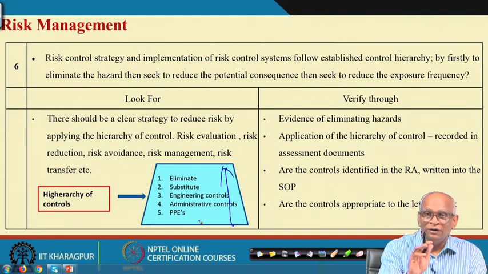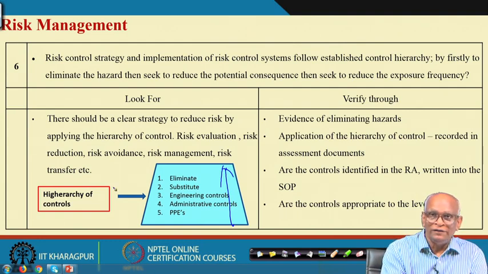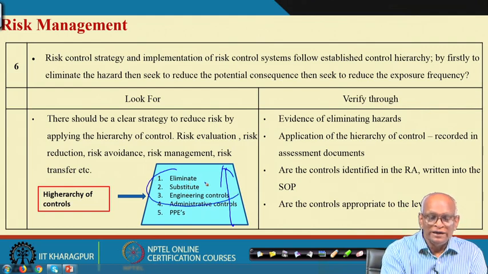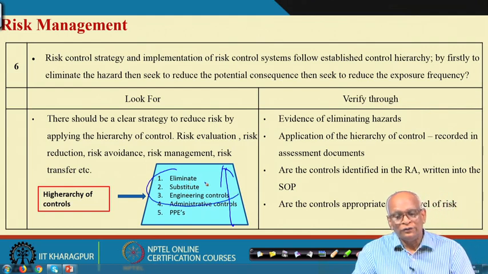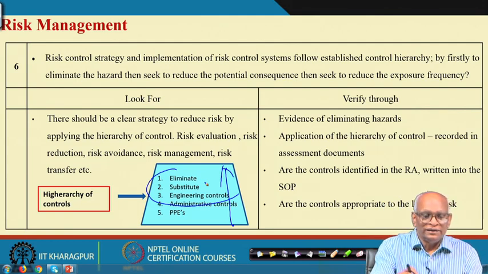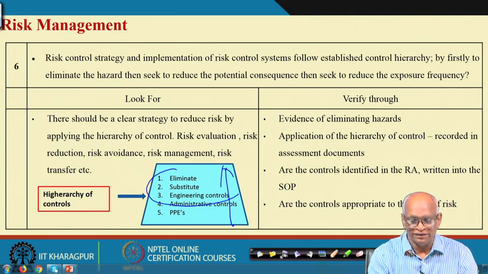So, all the hazards, all the risks are to be made ALARP level. To bring them to ALARP level, they have to use eliminate, substitute, and engineering controls. So, throughout the organization, this evaluation is done and they have put the interventions like this.